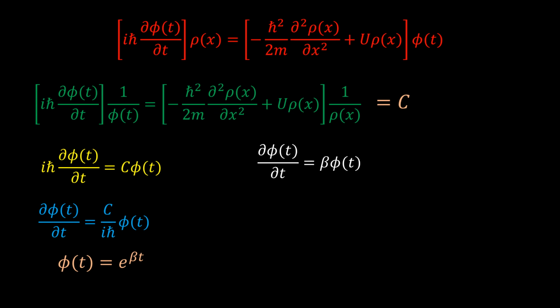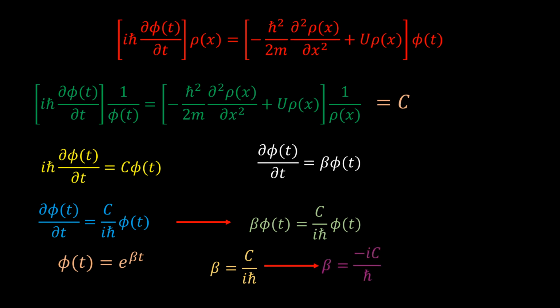Subbing this into the Schrodinger equation yields this. This equation is true only if beta is equal to c over i h bar. If we multiply and divide the right-hand side by i, we get beta equal to minus ic over h bar. Subbing this into the function phi of t yields phi of t equal to e to the minus ic on h bar times t.